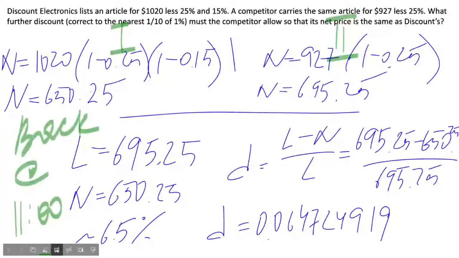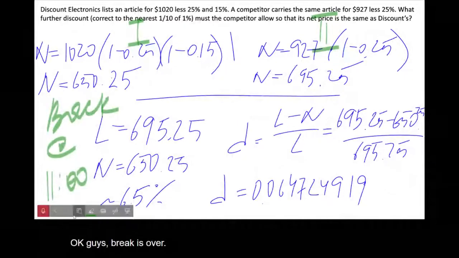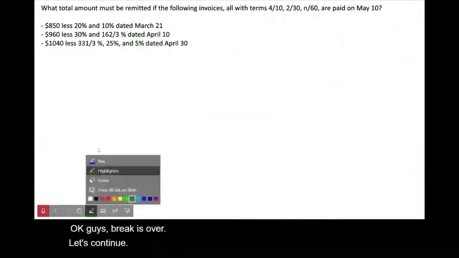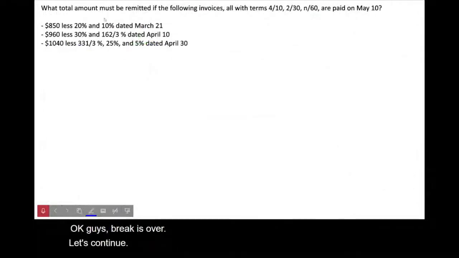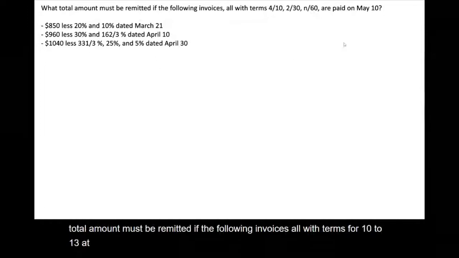Okay, guys, break is over. Let's continue. What total amount must be remitted if the following invoices, all with terms 4/10, 2/30, net 60, are paid on May 10?